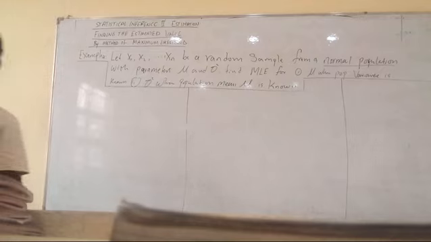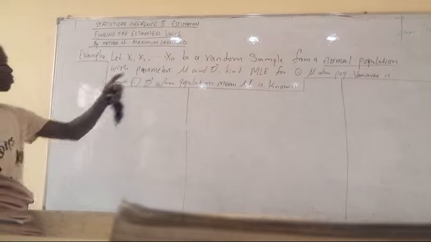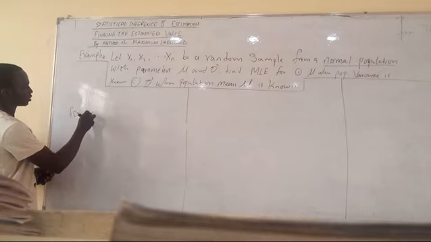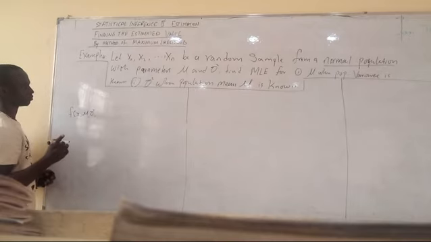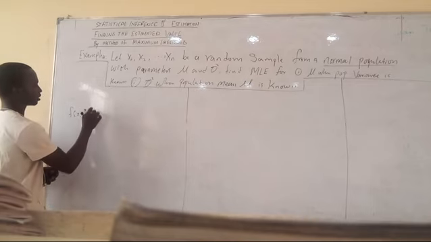From the question, the first thing we want to do is to find our distribution function, since we're dealing with a normal population. And our distribution function we said is f(x; mu, sigma squared). Okay, let's just leave it like this.